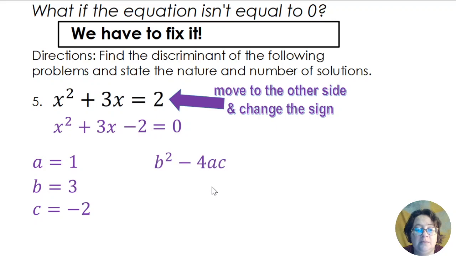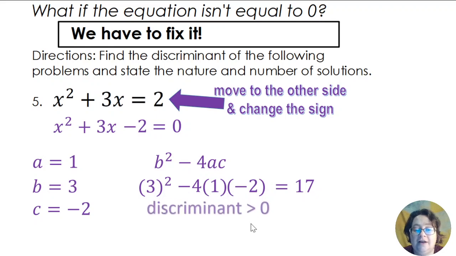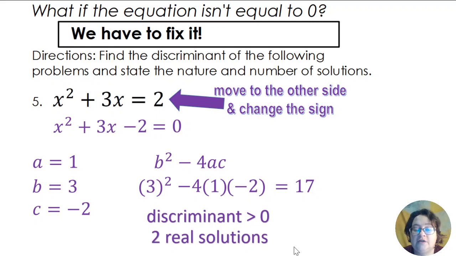I can write out b squared minus 4ac, replace my numbers. B squared is 3 squared minus 4. A is 1. C is negative 2. And that equals positive 17, which is greater than 0. So I have 2 real solutions for this one.